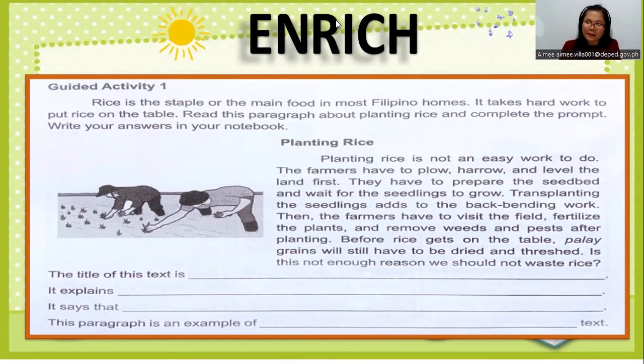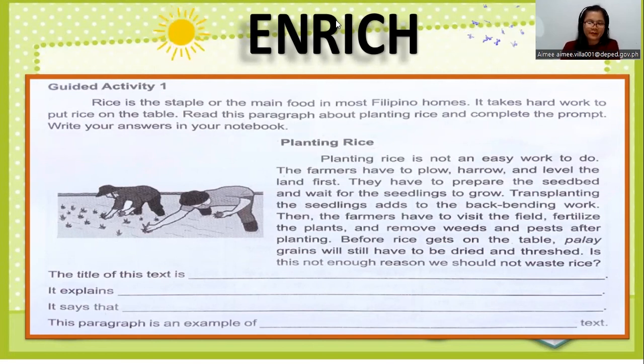Read this paragraph about planting rice and complete the prompt. Write your answers in your notebook. I'll give you a few minutes to read the paragraph. Are you done reading? So let's answer the questions below. The title of the text is Planting Rice. Very good. Now, it explains what? It explains how difficult the work of the rice farmer is.